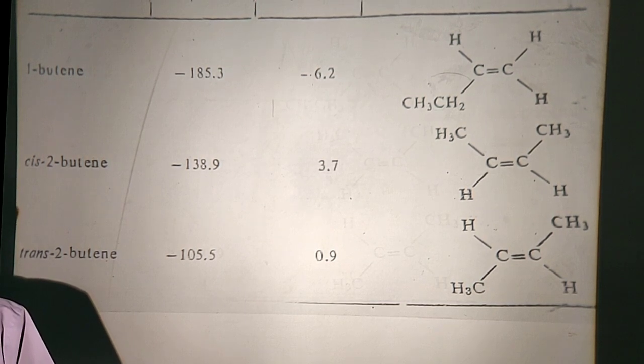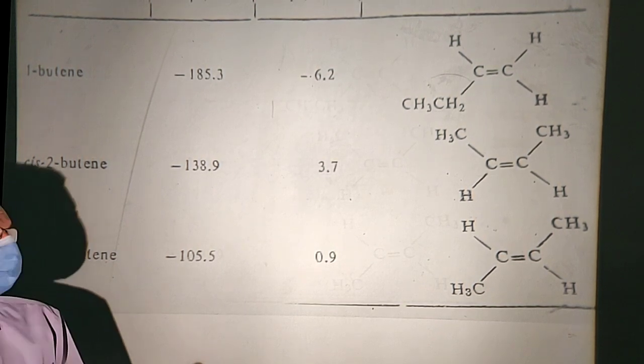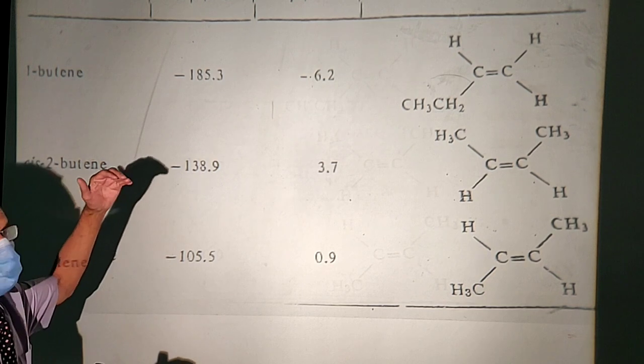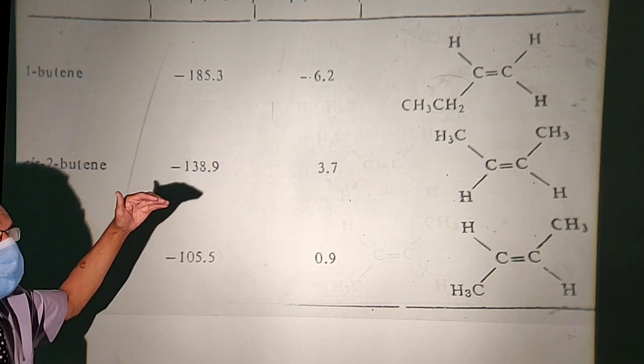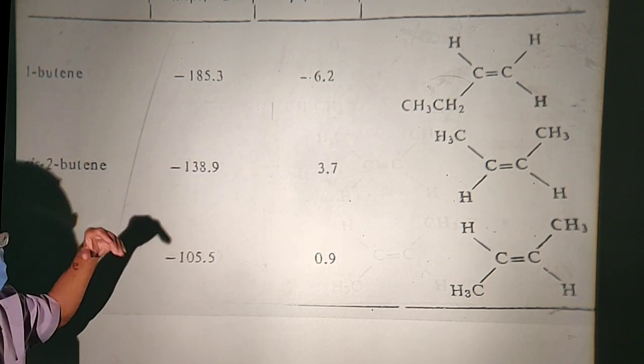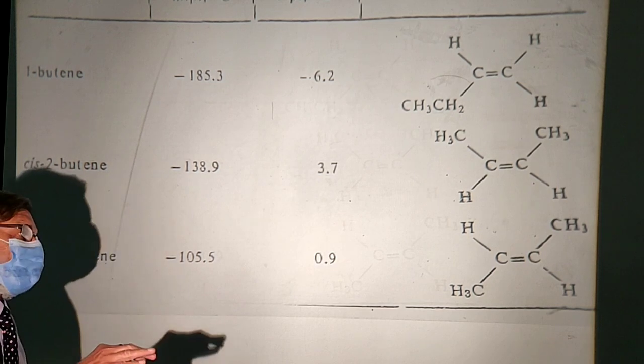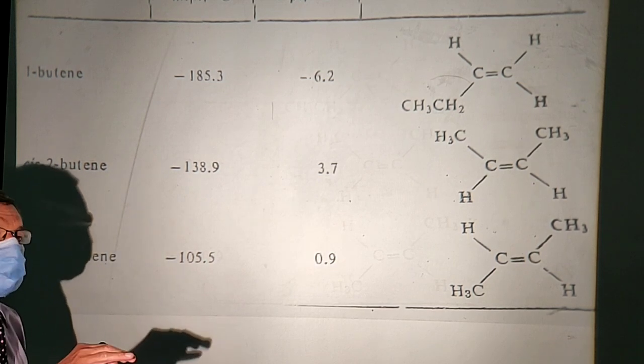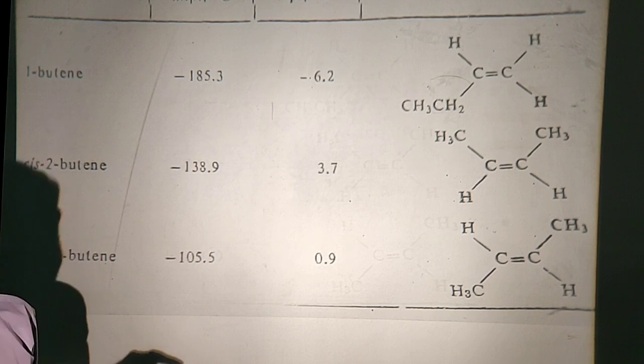So I can understand. You could be able to understand what I'm saying, what is cis isomer, what is trans isomer, and why trans isomer is specifically more stable than cis one.